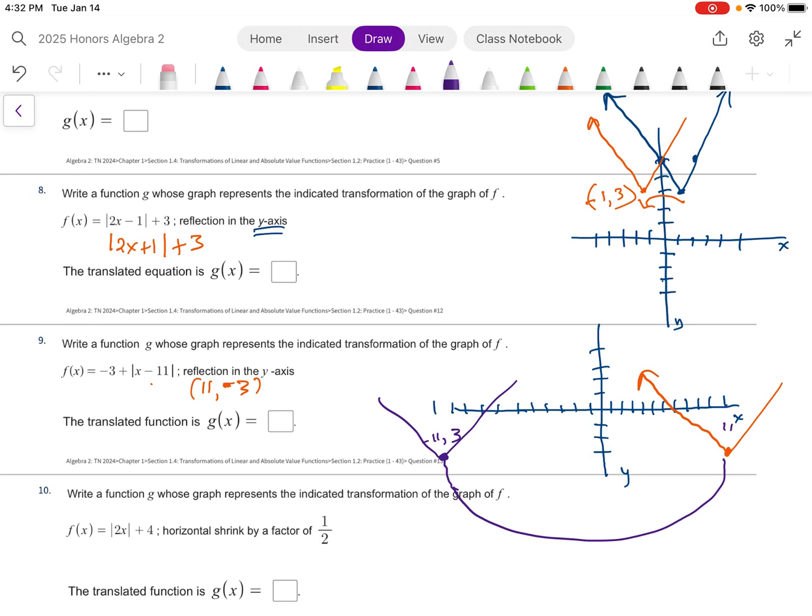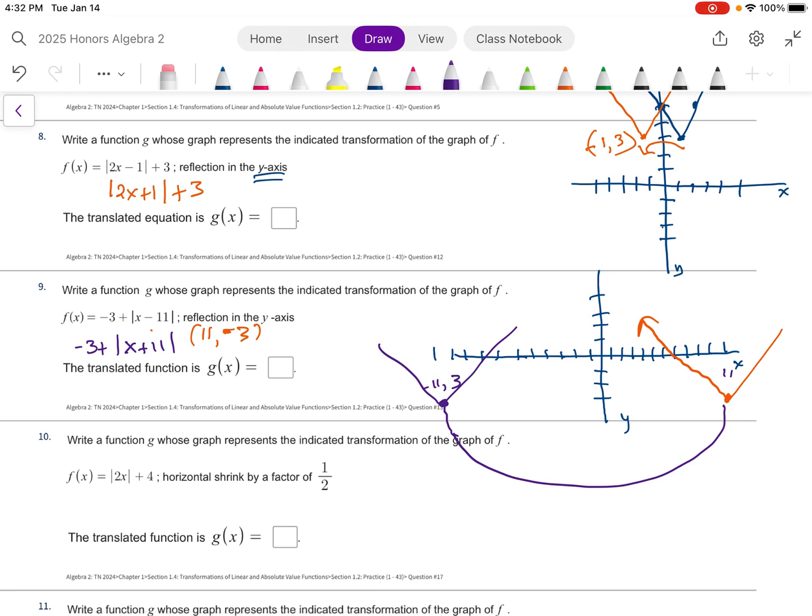So with that in mind, our equation is just going to change to be negative 3 plus absolute value of x plus 11 is what's going to happen here. We're changing the sign mainly on just the inside part because we're reflecting over that y-axis.